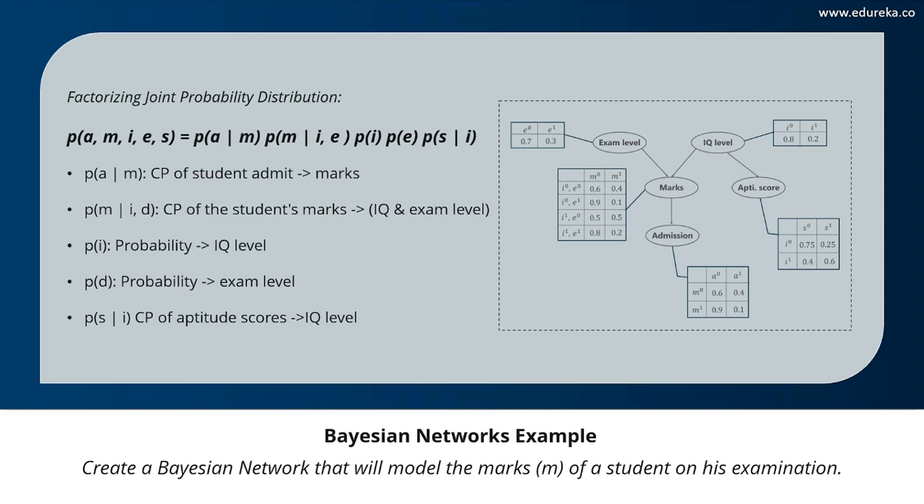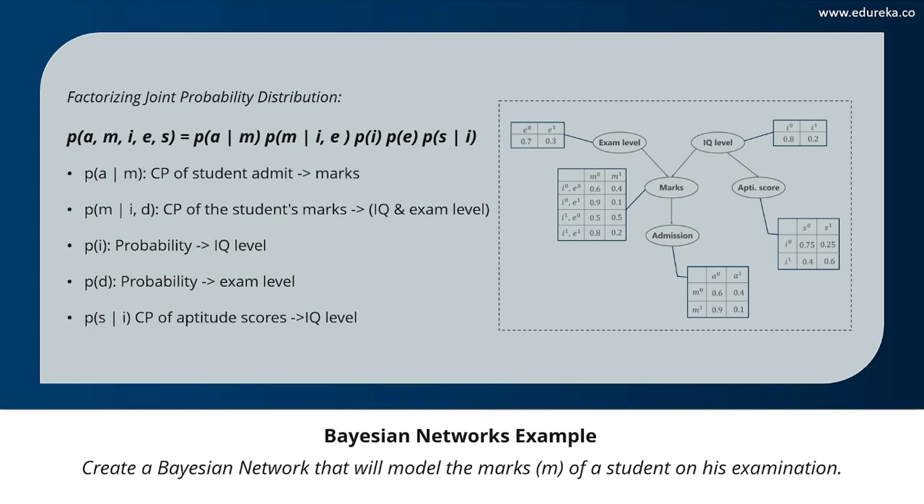So let's see what each of these represents. The first term, the conditional probability of A given M, represents the conditional probability of a student getting an admission based on his marks. The second term represents the conditional probability of the student's marks given his IQ level and exam level.